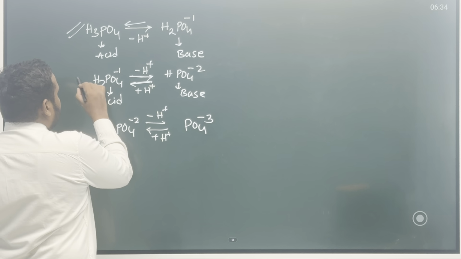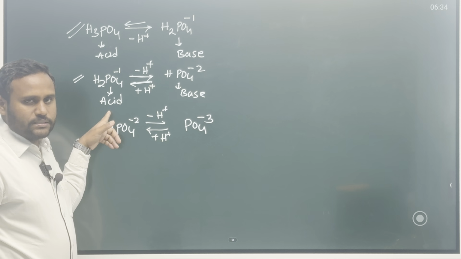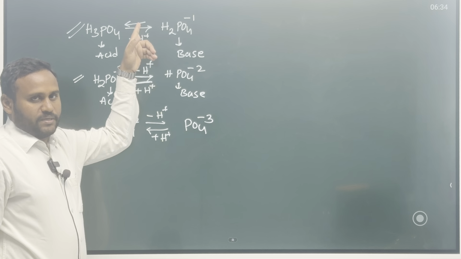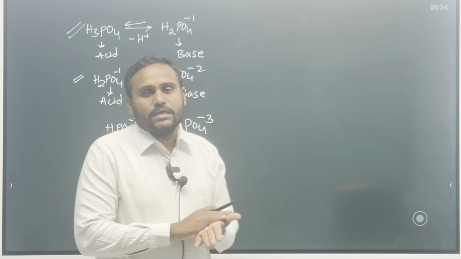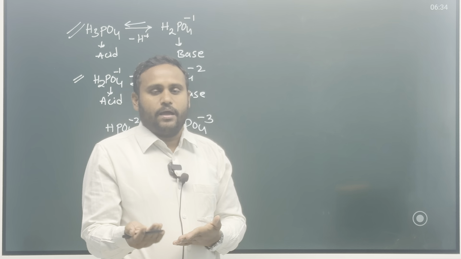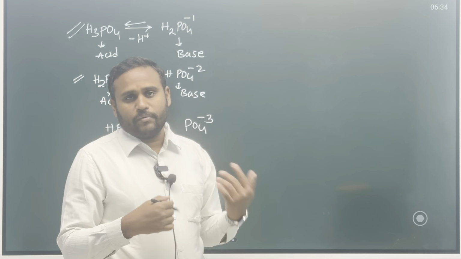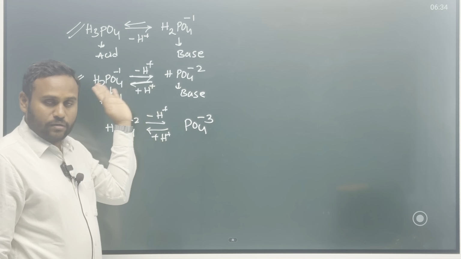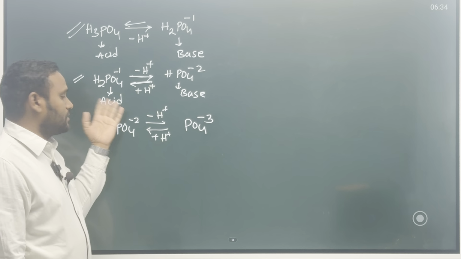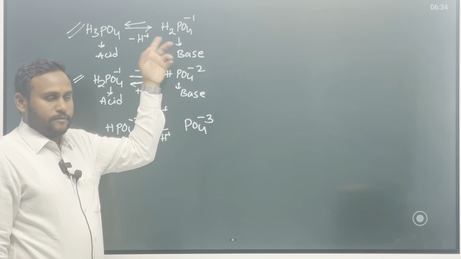Next you come to the second one, H2PO4 minus acting as acid, and it can also act as base. H2PO4 minus can act as both acid and base, which means it can accept one proton or give one proton. When it accepts one proton, it acts as base. When it gives one proton, it acts as acid, so it acts as both conjugate acid and base, right.